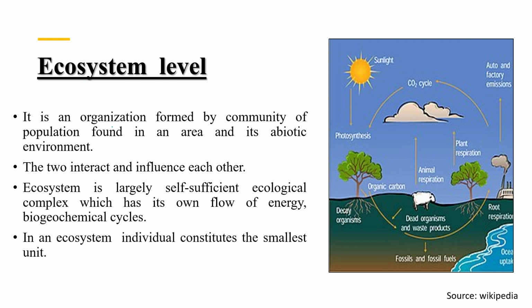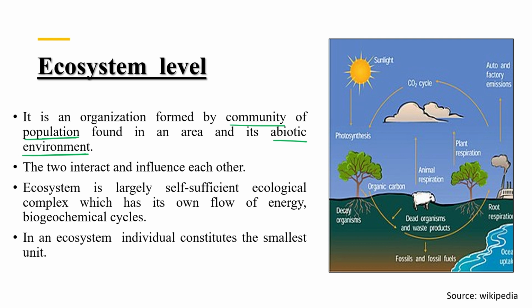Ecosystem level. It is an organization formed by the community of population found in an area and its abiotic environment. In the previous one, community level, we were not discussing abiotic components, but over here we are discussing the abiotic environment also, and how they interact with each other.